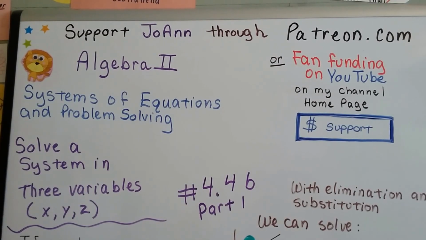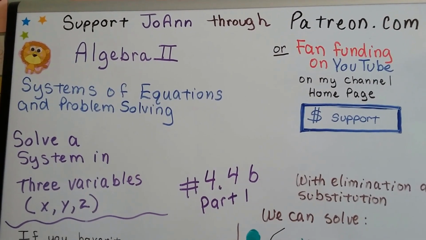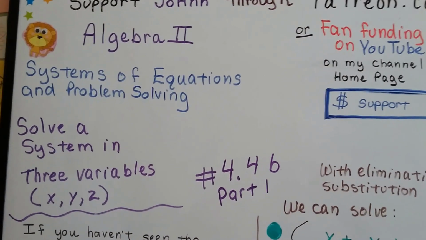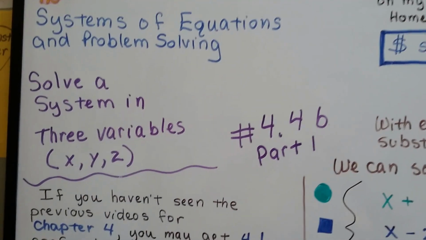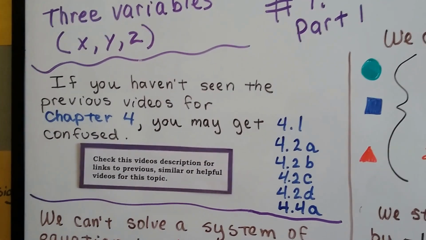Algebra II, 4.4b. This is part 1. 4.4c is going to be part 2 of this video. You need to watch both of them. We're going to talk about how to solve a system in 3 variables, x, y, and z. And if you haven't seen the previous videos for chapter 4, you're going to get confused.